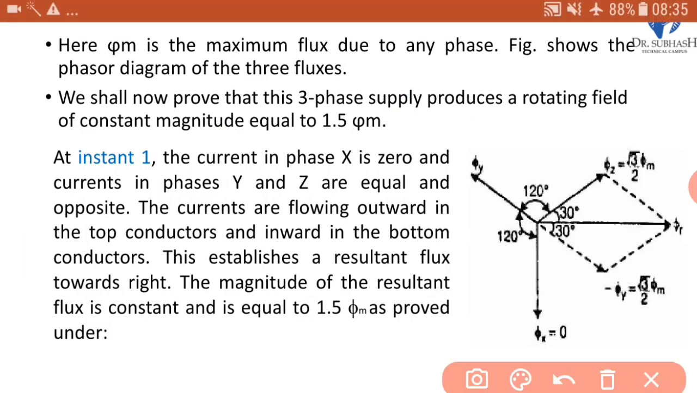So the currents are flowing outward in the top conductors and inward in the bottom conductors, as we have seen in the previous waveform. This establishes a resultant flux towards the right. So due to this condition the resultant flux will be on the right hand side. Here we can see the resultant flux waveform phi r. The magnitude of the resultant flux is constant and equal to 1.5 into phi m. So how can we prove that? It is proved as under.